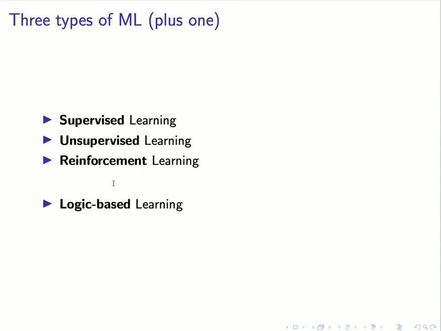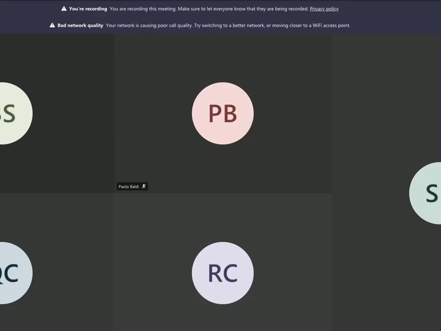So what I want to do is to talk about the three main types of problems that are tackled by machine learning, plus one. I'm not going to talk too much about this one. Probably tomorrow we'll have more room to discuss it. But we're talking especially about these three types, types of machine learning that involve some form of quantitative uncertainty. Can you hear me, by the way? Because I have a bad network quality message here.